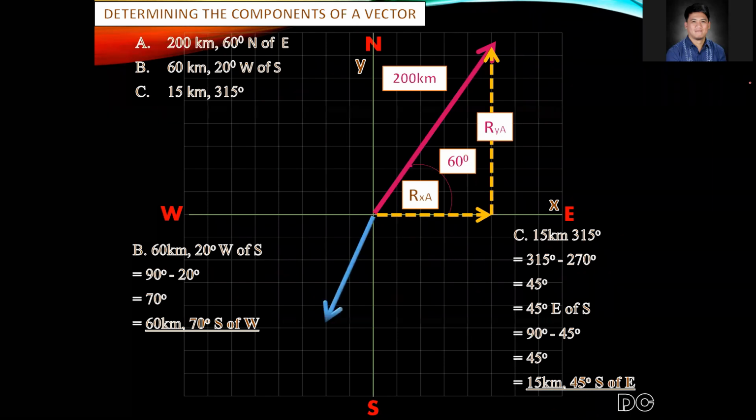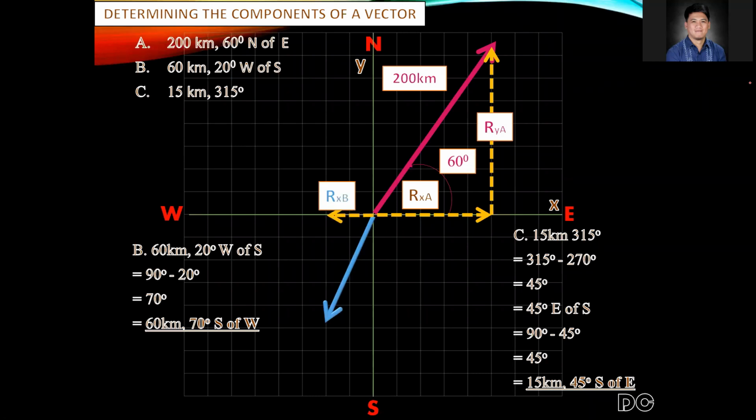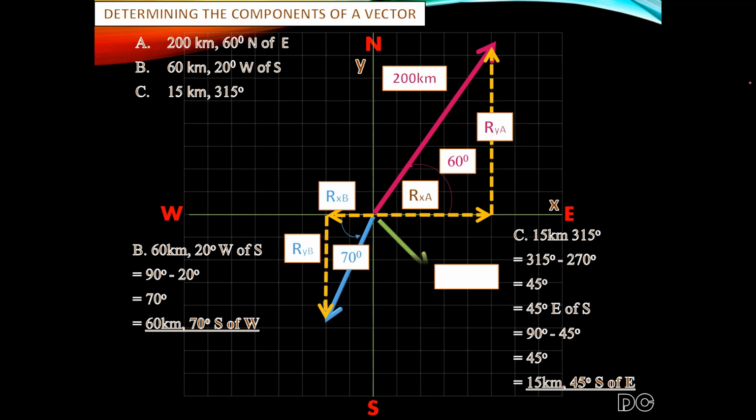Next is for the 60 kilometer. If this is the 60 kilometer, we have the x component, r sub xb, and the y component, r sub yb, and the angular direction, which is 70 degree south of west. And then for the vector C, if this is the 15 kilometer, we have our r sub xc, the x component, and the r sub yc, the y component, as well as the angle, which is 45 degree south of east.